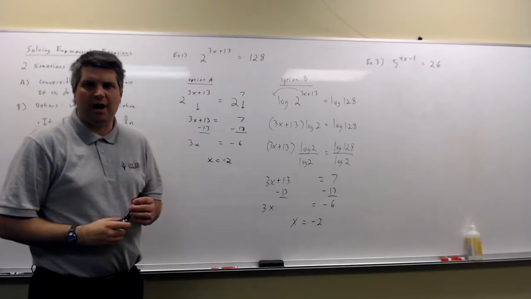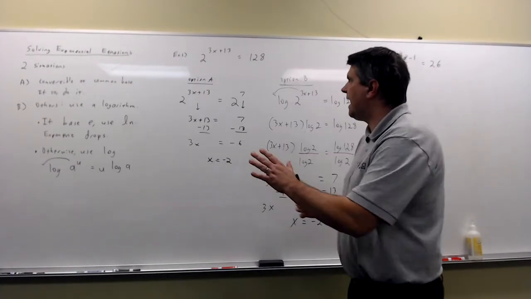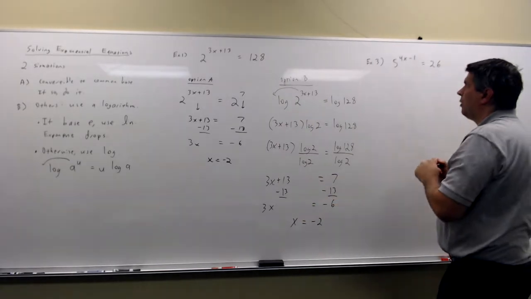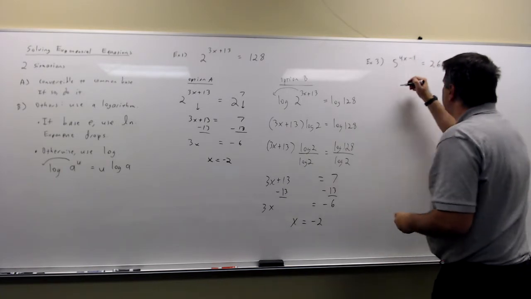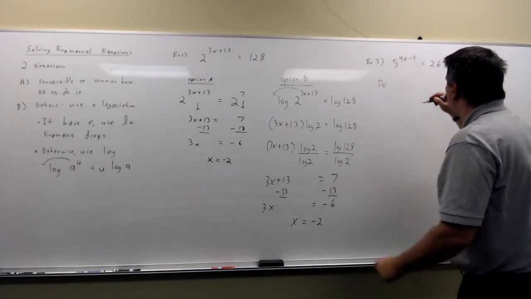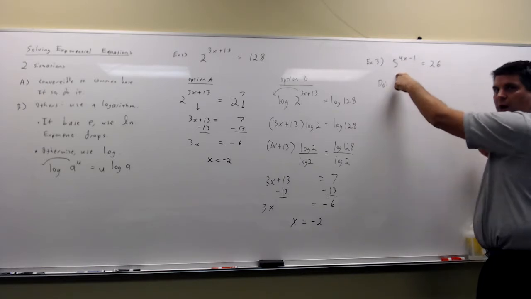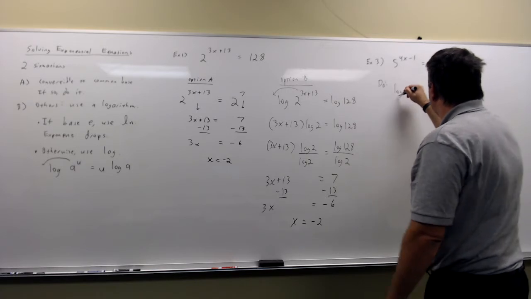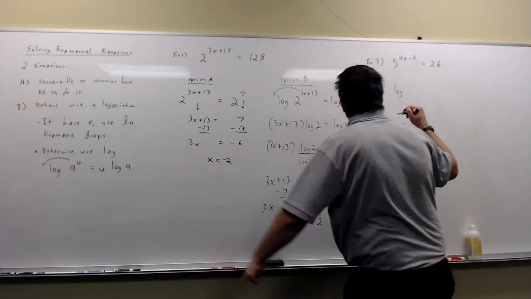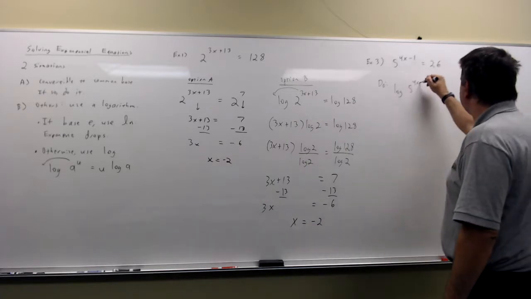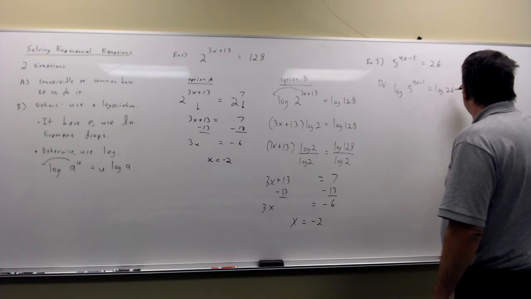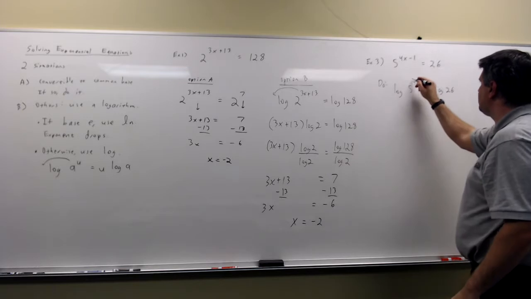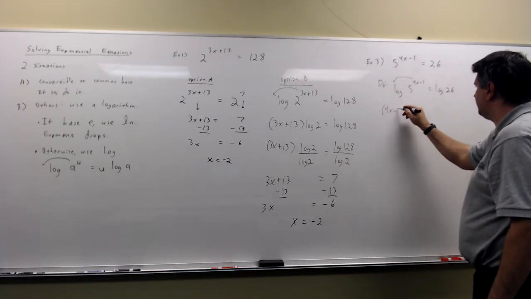Okay, now what I have done is I kept example 1, I've erased example 2, and I'm putting example 3 on the board. 5 and 26 are not convertible to a common base. So what we're going to do is use the logarithm. So I'll have log of 5 to the 4x minus 1 equals log of 26. That will allow me to take this to the front in parentheses.